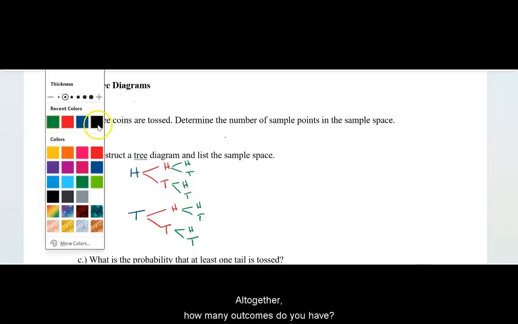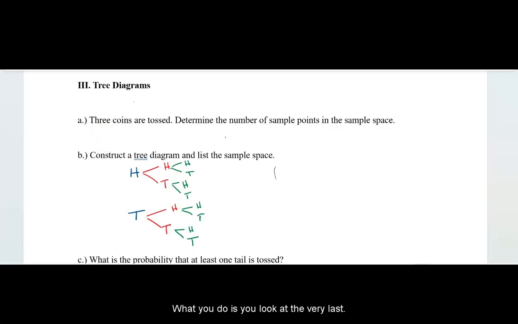All together, how many outcomes do you have? What you do is you look at the very last branches. However many branches you have, that's how many outcomes you have. 1, 2, 3, 4, 5, 6, 7, 8. So the number of sample points, and we're going to write them out in a minute, would be 8, meaning there's 8 possible outcomes. What are those outcomes?